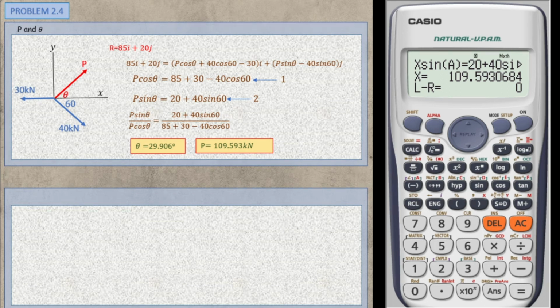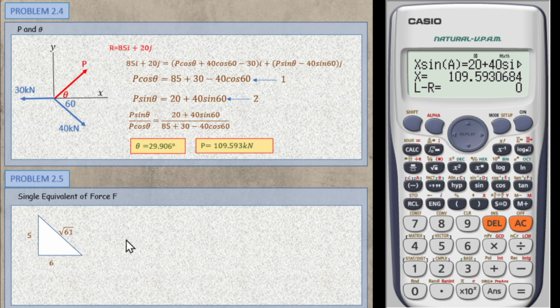And now for problem 2.5, we need to find the single equivalent force of F. So here, I'll just simplify the given distances. For 120, it can be simplified into 6, and for 100, it can be simplified into 5. And using Pythagorean theorem, it is square root of 5 squared plus 6 squared. The answer will be square root of 61. So that will be our hypotenuse.